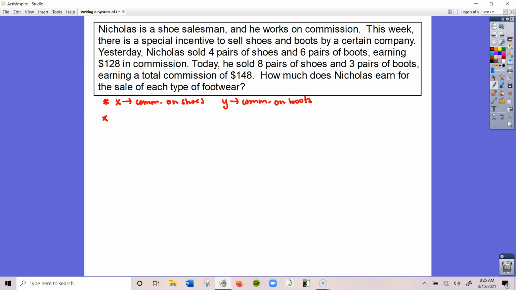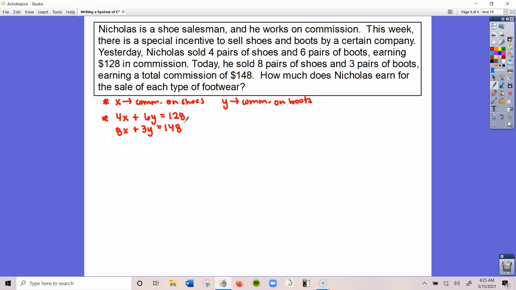So yesterday, he sold 4 pairs of shoes, so 4x, plus 6 pairs of boots, so 6y, and that's going to equal a total of $128 in commission. Today, he sold 8 pairs of shoes, so 8x, plus 3 pairs of boots, so 3y, is going to equal $148 in commission.